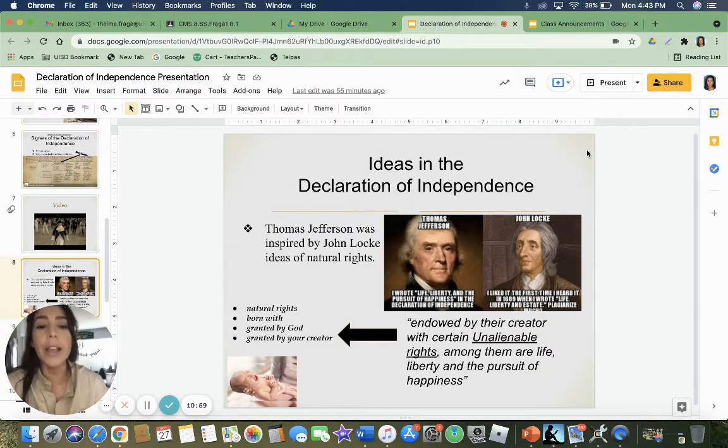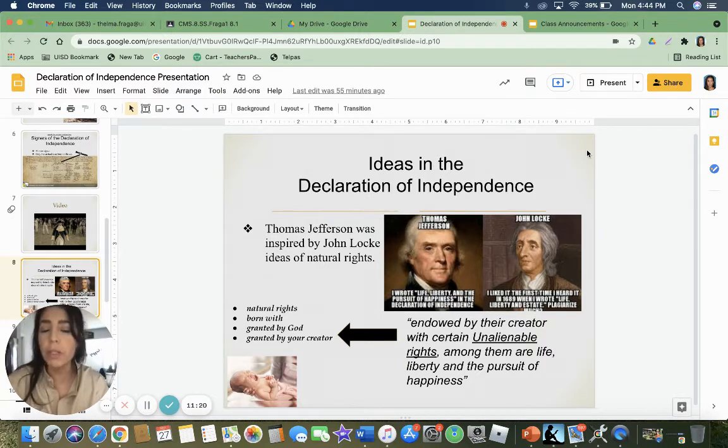Among them are life, liberty, and the right to own property. Well, Thomas Jefferson looks at this and says, hey, those are good ideas. We should possibly include those in the Declaration of Independence, because they were basically telling the king that everybody should be born with these natural rights.